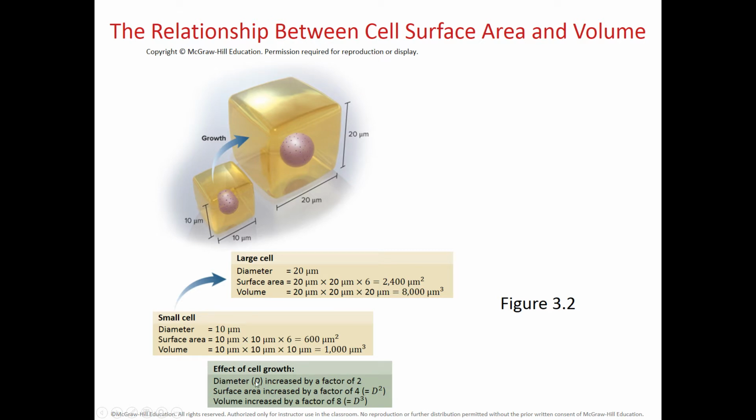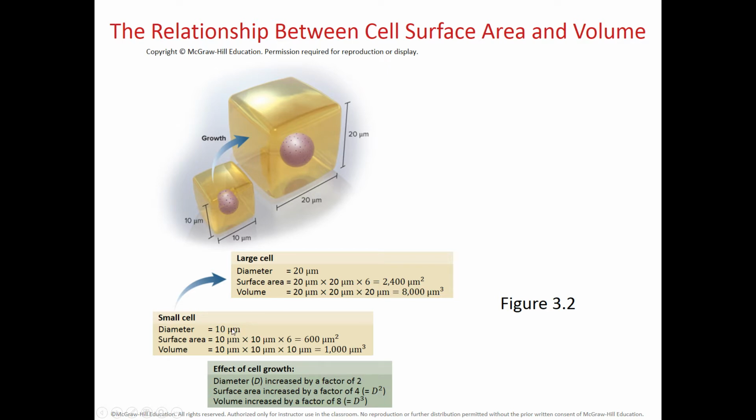These factors tell you that the diameter is increased by a factor of 2, and the surface area is increased by a factor of 4, because it is the square of the diameter. The volume is increased by a factor of 8 because it is the cube of the diameter. So basically 2 times 2 is 4 for the surface area, and 4 times 2 is 8 for the volume. And you can see it in here.